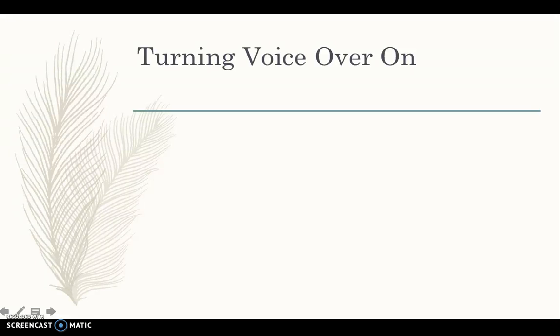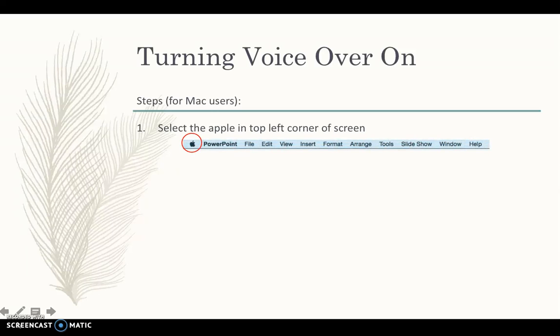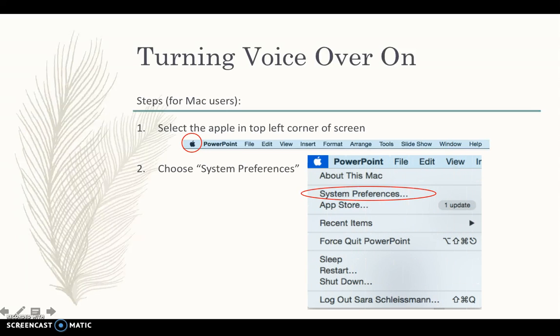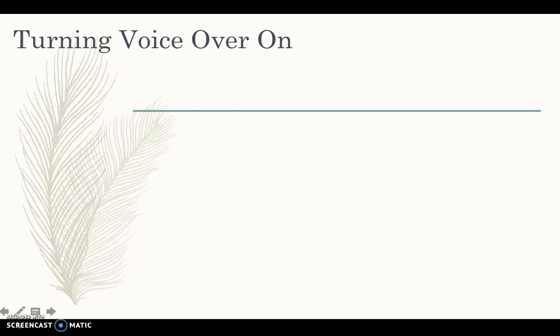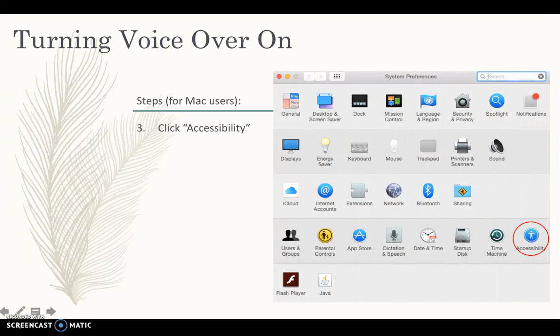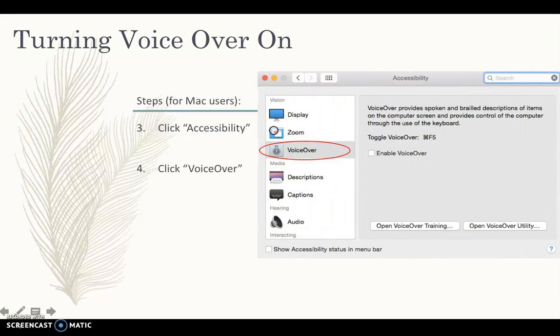So now let's look at how to turn VoiceOver on. These are the steps specific for Mac users. First, users would select the apple in the top left corner of the screen. They would then choose System Preferences in the drop-down menu that appears. In the window that appears, they would choose Accessibility, and then they would click VoiceOver. They would then click Enable VoiceOver to start using it.